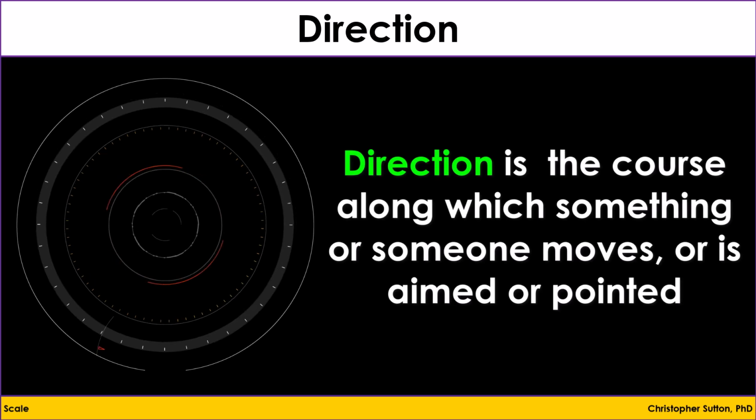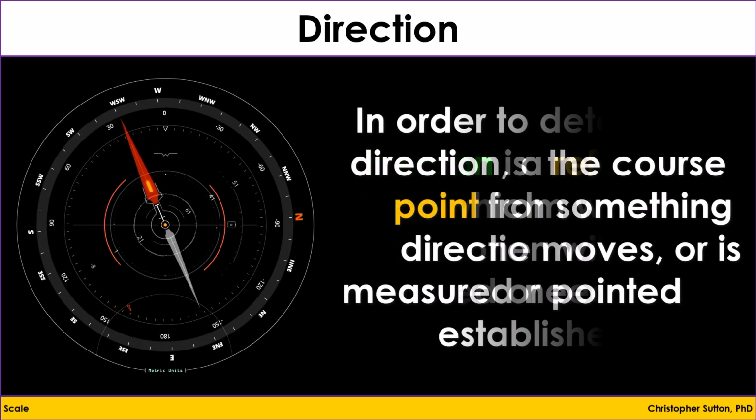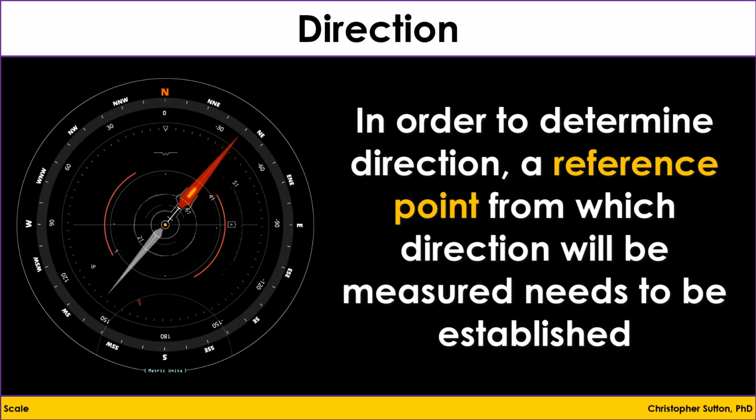In this video, we will examine direction. Direction is a foundational concept in GIS, guiding us to understand how and where things move and connect in geographic space. Direction is the course along which something or someone moves, or is aimed or pointed. In order to determine direction, a reference point from which direction will be measured needs to be established.